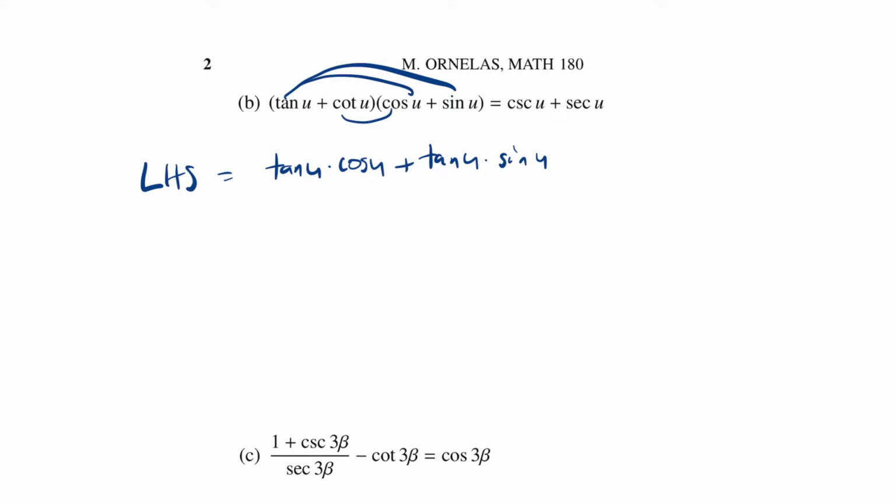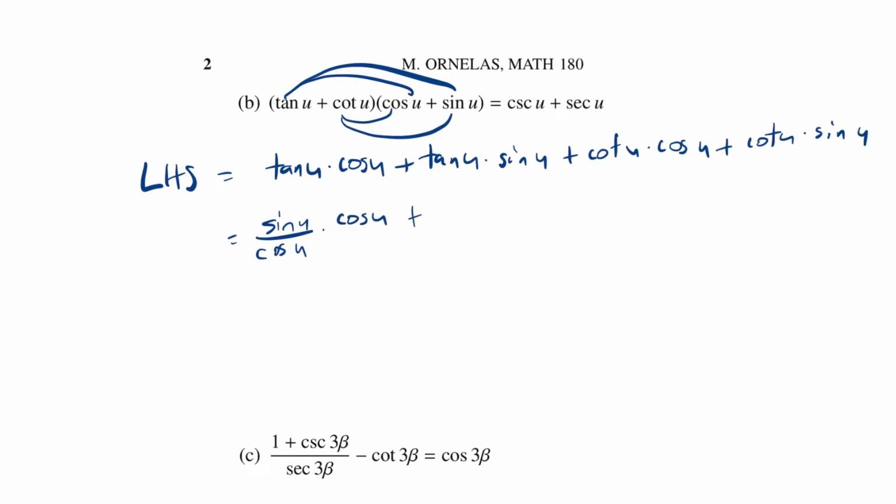Then I'm going to do the inner, that's cotangent u times cosine u. And finally, last is cotangent u times sine of u. All right, so I'm going to rewrite these in terms of their identities. Tangent is sine over cosine, once again sine over cosine, and cotangent is cosine over sine. Those are identities that you really want to memorize because they come up so often. Cotangent is cosine over sine.